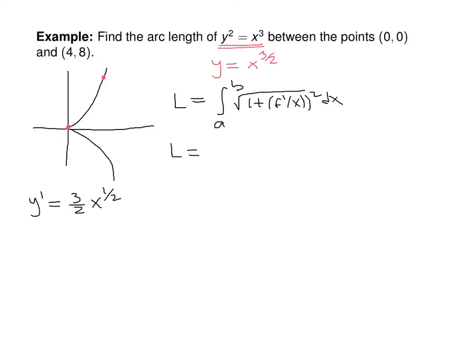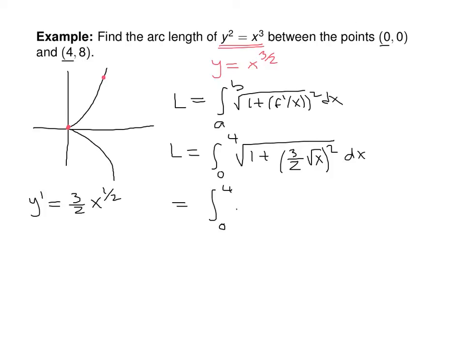So the length, and the a and b are the x values, so we'll have the integral from 0 to 4 root 1 plus 3 over 2 root x squared dx. So you have the integral from 0 to 4 root 1 plus 9/4 x dx. Now you could do a u substitution for the stuff inside the root, but there's a shortcut that it would be useful to know. So that is 1 plus 9/4 x to the 1/2 power.